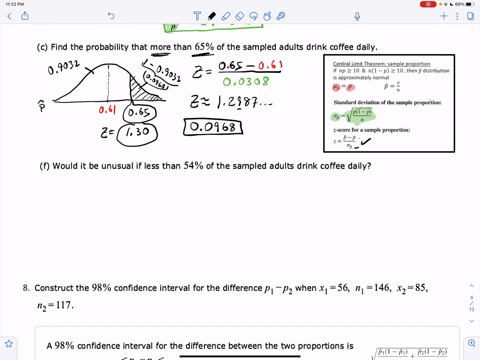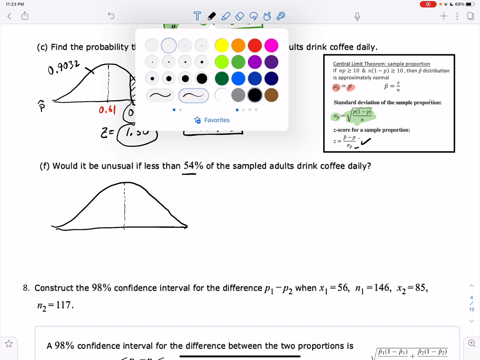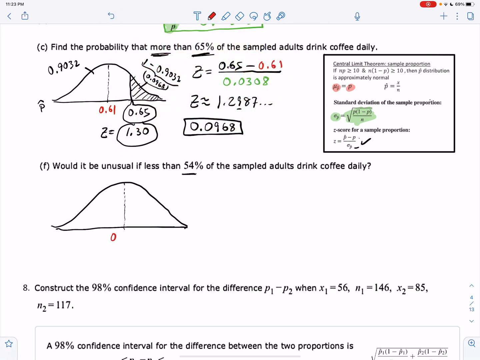Next problem is, would it be unusual if less than 54% of the sampled adults drink coffee daily? Okay, well, basically what we have to do is that same problem again. It's still the same situation, but instead of asking 65%, they're asking 54%. So what does that mean? The mean is still 0.61 or 61%.